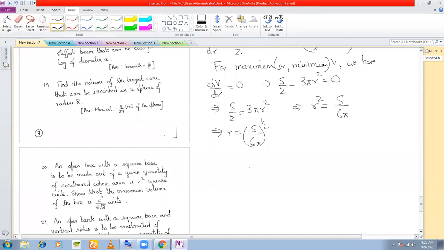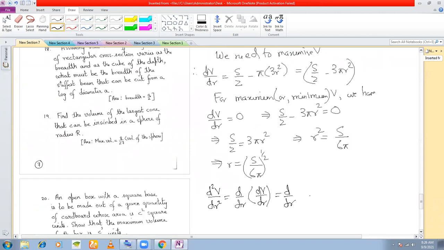Okay. Now we need to check the second derivative. d2V/dr2 is equal to d/dr of dV/dr, which is equal to d/dr of, and what is dV/dr? We have found above, S by 2 minus 3 pi r square.